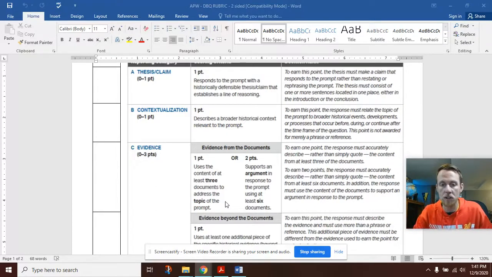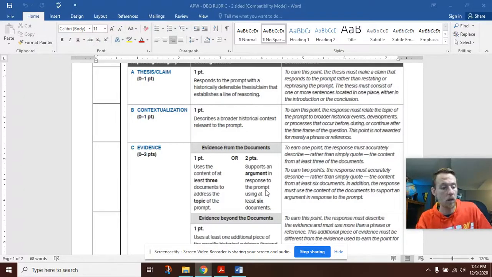You get 2 points, right? So you get a bonus point if you're supporting your argument and you're using at least 6 of the 7 documents. So notice the difference. You're using content or you're really supporting an argument. So this is like, you had some good info and you understood what was going on. This is your claim was really being well defended. Throughout your essay, you had a nice argument and you were using the information the correct way. And it's 6 of the 7 documents.